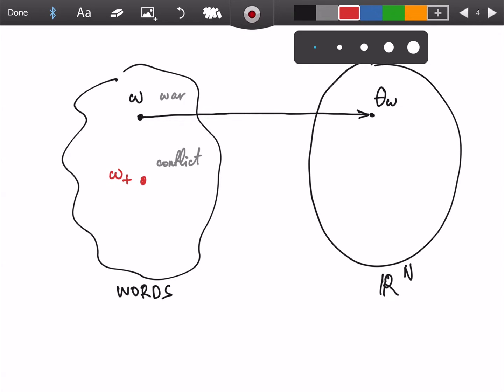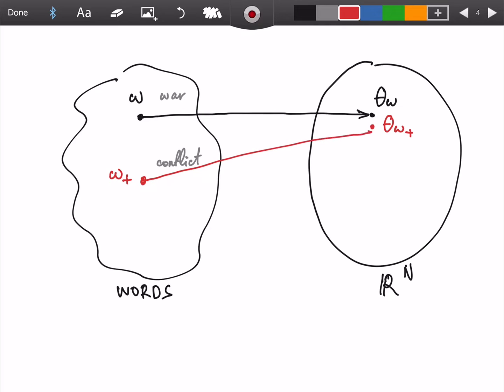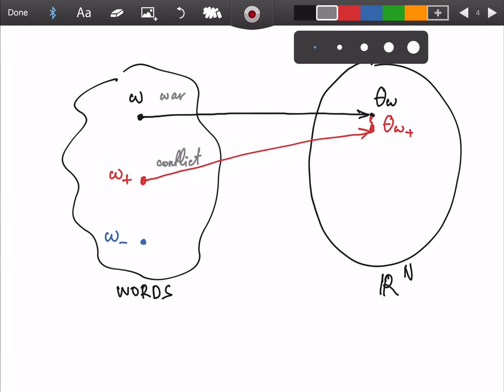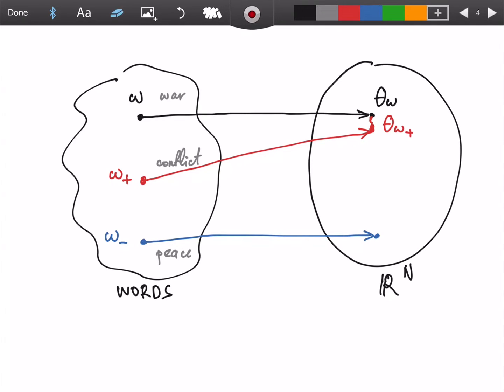Now you tell me where I'm going to embed this word. I would like to embed it ideally to the same point, but essentially I would like it to be close to theta W in the sense of this standard metric that I'm using here, let's say in the sense of the cosine similarity. So the distance here should be small. I would like to minimize this distance, right? So this already tells us what our learning objective should look like. And suppose I have another word. I will denote it by W minus. Let's say this word is peace, which arguably is different from war, right? So it should be embedded distant from theta W. So this is theta W minus.